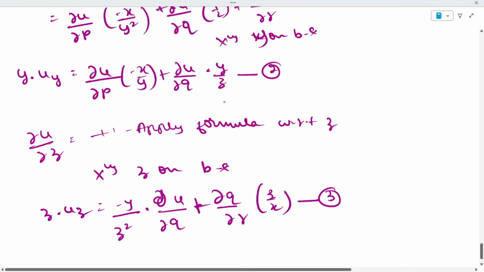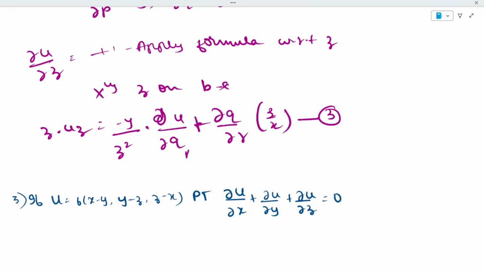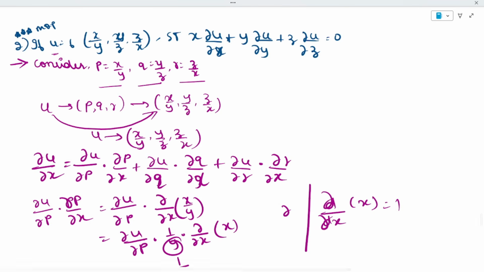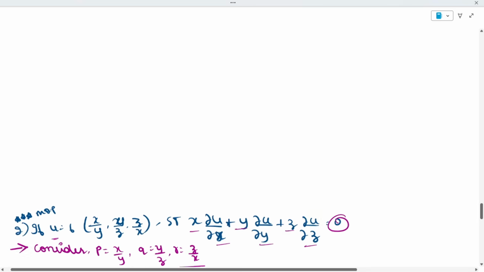Now you have to add equation 1, 2 and 3. Now add 1 plus 2 plus 3. You will get x into ux plus y into uy plus z into uz, which will be equal to 0. This is how you have proved the whole term. See what the question had asked? With respect to x, y with respect to y, z with respect to z, you have proved it as 0. Now this is how you solve this problem. This was in a model question paper, so I solved it first.